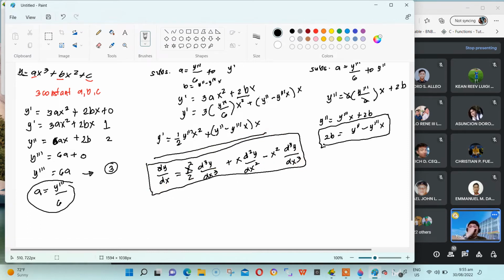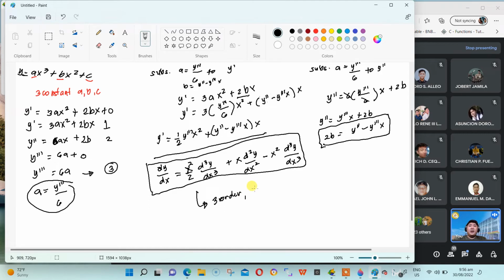You could have this differential equation. Now, my question is, what is the degree and order of this given differential equation? What is the degree and order of this given differential equation? That is third order.